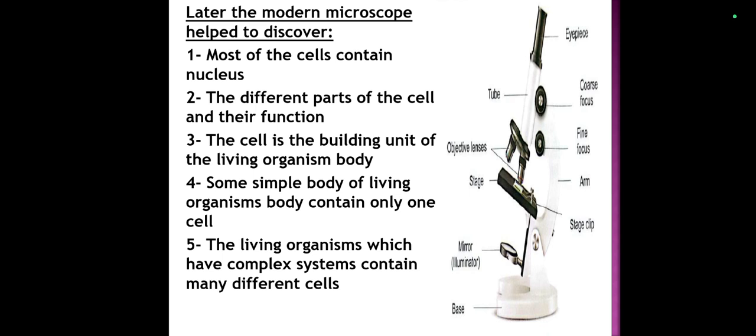We have the objective lens, as you can see in the picture. It's not only one lens, it's more than one lens, so it's called the objective lenses. We have the stage where we can put the sample. We have the arm, the stage clip, the mirror, and the base.